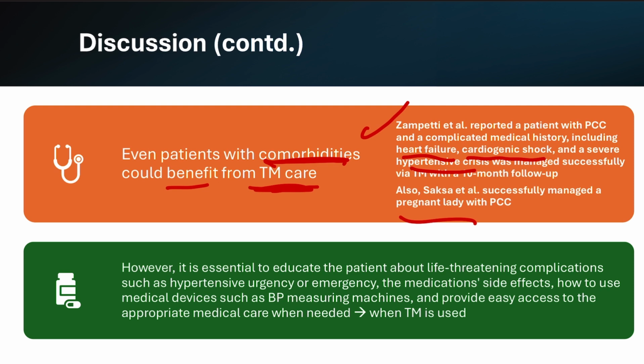However, before doing all this, we need to explain to the patient the following life-threatening complications which can be associated even when the patient is on telemedicine. That is hypertensive urgency or hypertensive emergency. They also have to be told about the different side effects of the medications they are consuming, how to use medical devices such as BP measuring machines, and to provide easy access to appropriate medical care when needed, that is, when TM is being used.